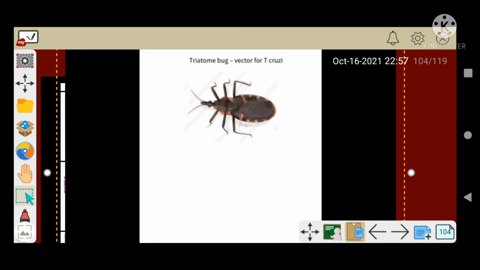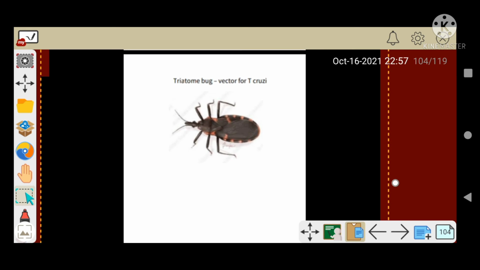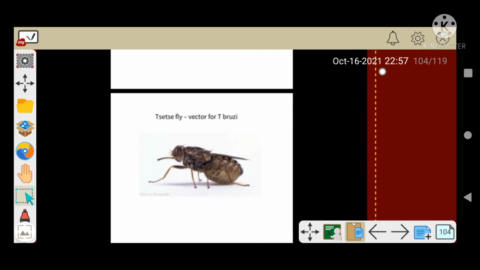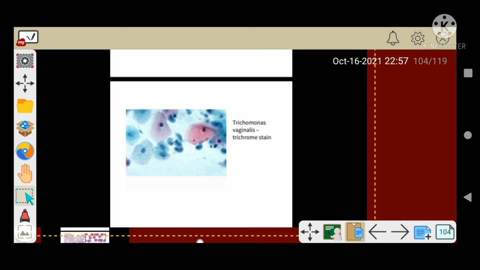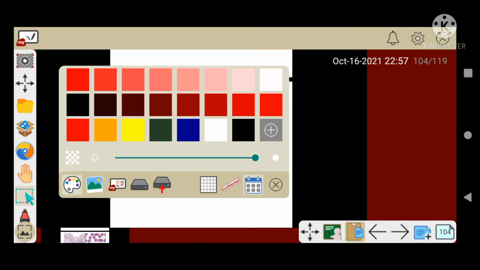See, this is your Trypanosoma cruzi. This one is your triatomine bug. This is your tsetse fly, sleeping sickness, right? This is your Trichomonas vaginalis. Yes, this one is important.